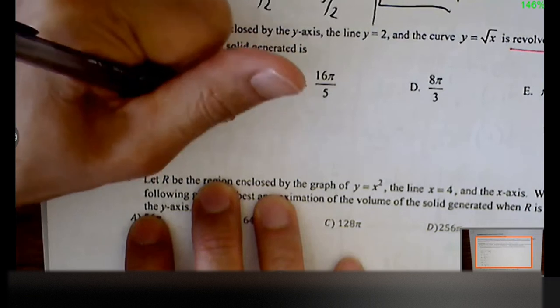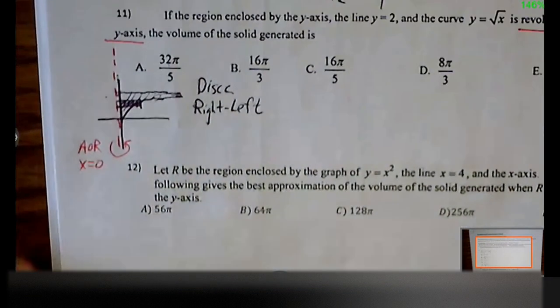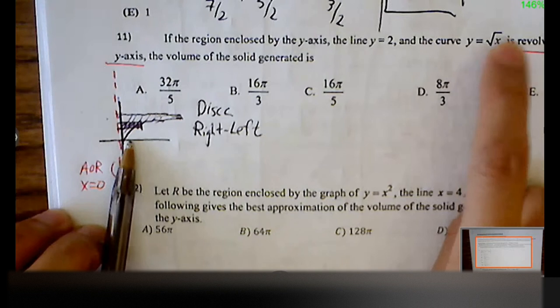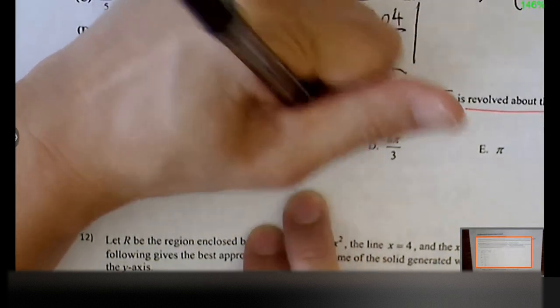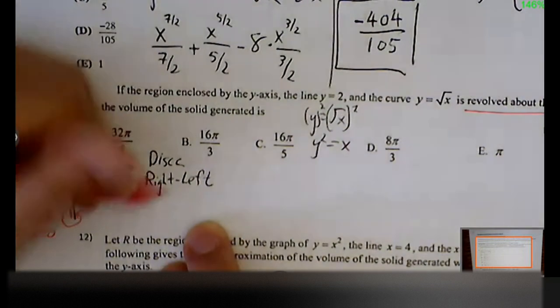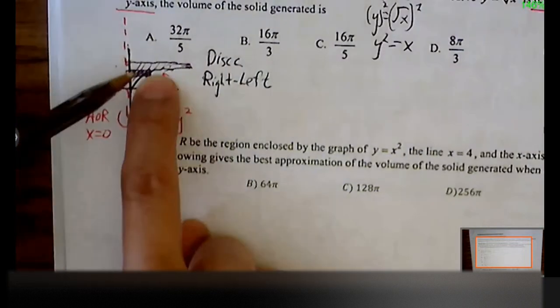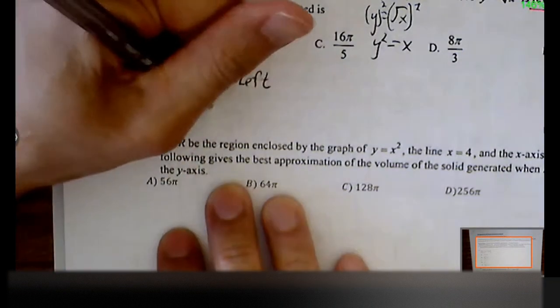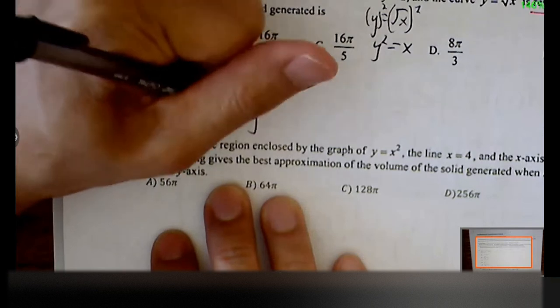So I will say this is this method, right minus left. But this is a red flag because right minus left means most likely our equations are not in the correct form. We have to solve this in the correct form. So I'm going to solve for x, square both sides. X equals y squared. Right minus left. Right endpoint is sitting on the curve, the y squared. The left endpoint is sitting at the zero, so y squared minus zero is my big radius.